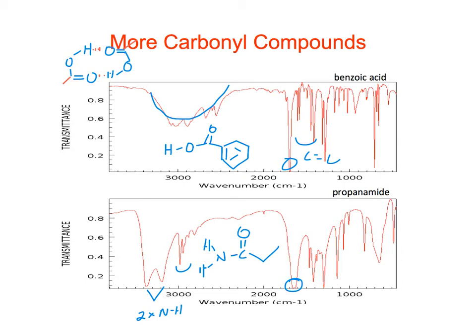Why can't we see the free OH in the benzoic acid right now? I think that carboxylic acids form these dimers very readily, and so there isn't very much free OH. It's too small in the sample, right? Yeah.